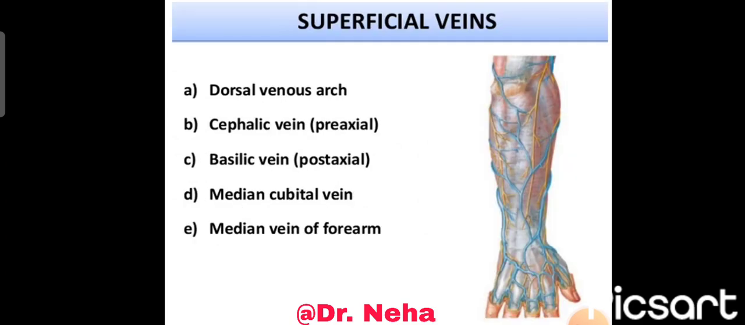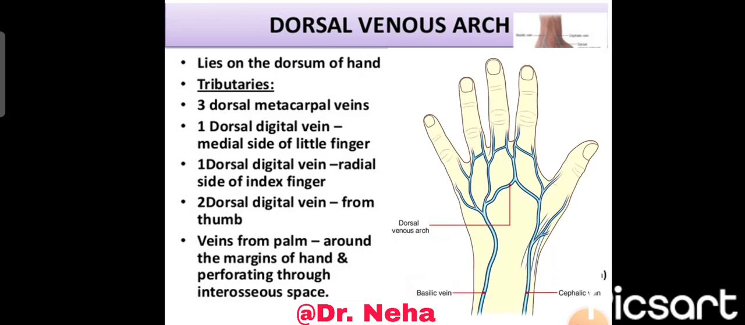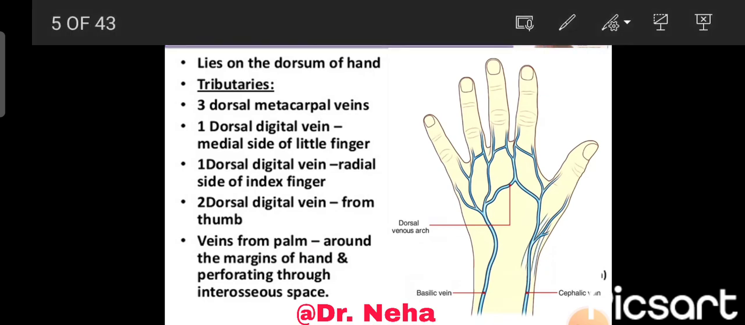The superficial veins of upper limb include the dorsal venous arch, cephalic vein, basilic vein, median cubital vein and median vein of forearm. So first is the dorsal venous arch. As the name indicates, it is located on the dorsum of hand in the form of arch and it has the following tributaries. First is the three dorsal metacarpal veins which are draining the metacarpals. So these are the metacarpal veins.